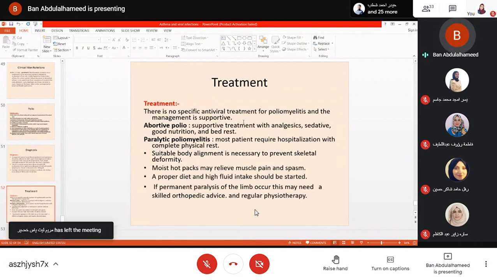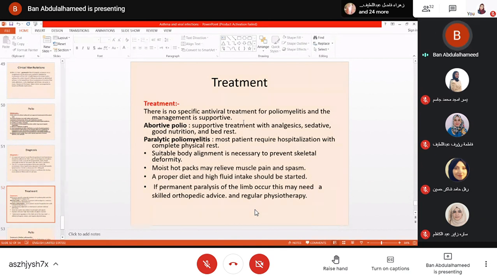For abortive polio, where we said they develop fever, malaise and headache, we can use analgesic, antipyretic, good nutrition and bed rest. For those with paralytic polio, who we said may develop spinal paralytic polio, most patients require hospitalization with complete physical rest. Suitable body alignment is necessary to prevent skeletal deformity. Moist hot packs may relieve muscle pain and spasm, and we encourage proper diet, and high fluid intake should be started. If permanent paralysis of the limb occurs, this may need skilled orthopedic devices and regular physiotherapy.